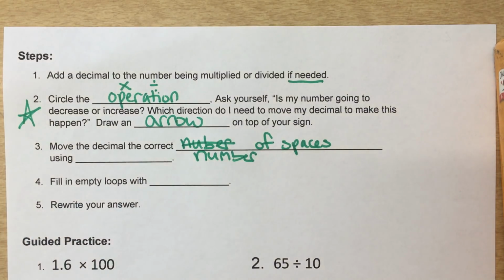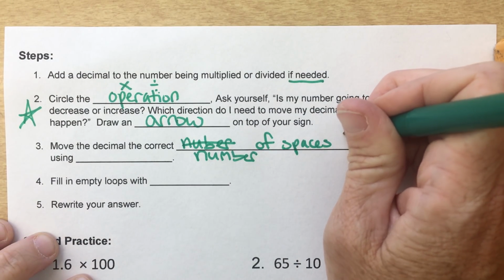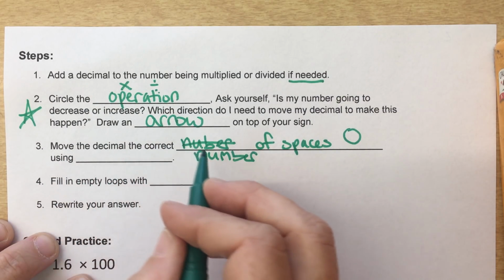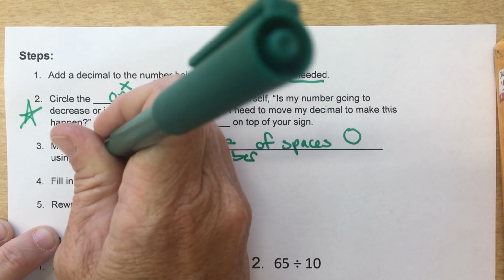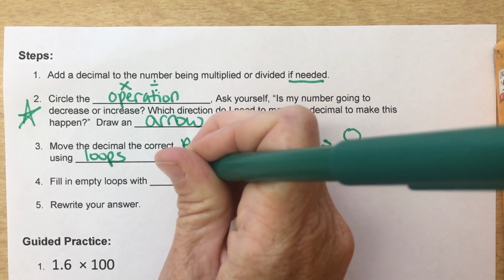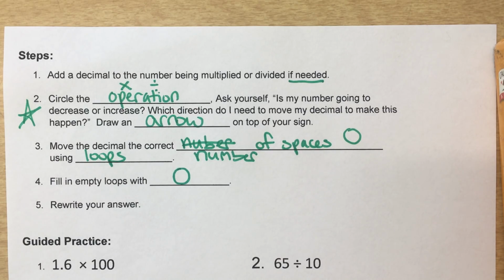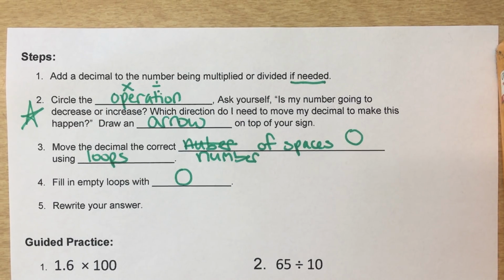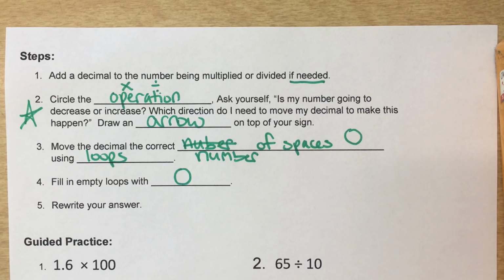And what's going to determine your spaces is how many zeros you have. So I'm going to move the decimal the correct number of spaces using something called loops. Okay. Step 4 is I'm going to fill in my empty loops with zeros. Okay. And my last step is I'm going to rewrite my answer. Okay. So what does this actually look like? Let's look at a couple of them. Okay. My first one, I'm going to show you, but I'm going to leave my steps up so you can look at my steps when I show you.